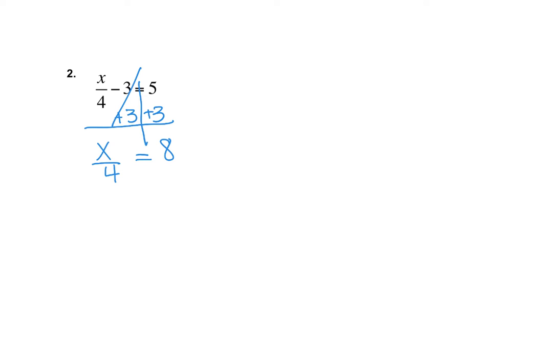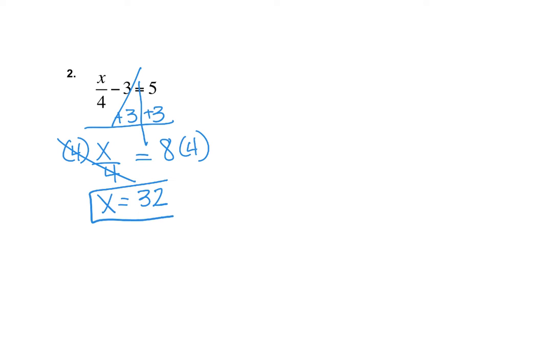All right, so now what is that 4 doing to the variable? So if you ever get stuck on them, I always look at, okay, what is that number doing to the variable? Well, in this case, the 4 is dividing that x, so I'm going to multiply by 4 on both sides. And x is equal to then 32.